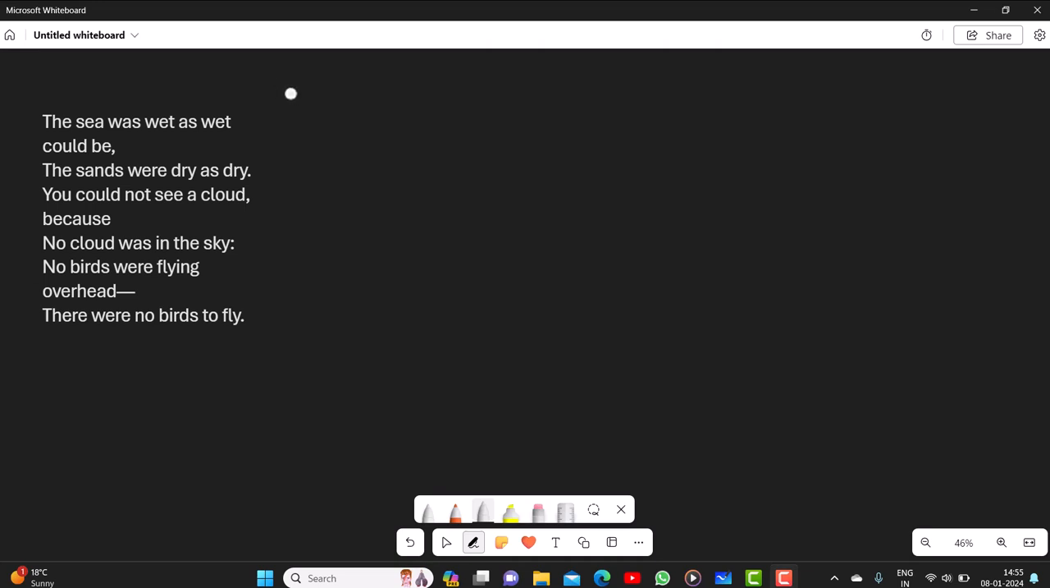The Walrus and the Carpenter, Part 2, Stanza 3. Now, this third stanza is entirely devoted to description. The sea is described as wet and sand is described as dry and parched. The sky is presented as cloudless and no birds can be seen either.